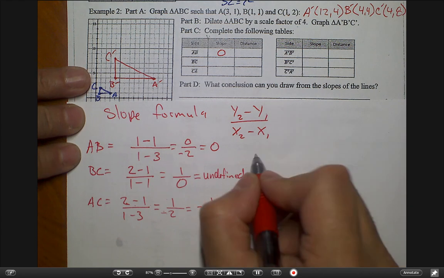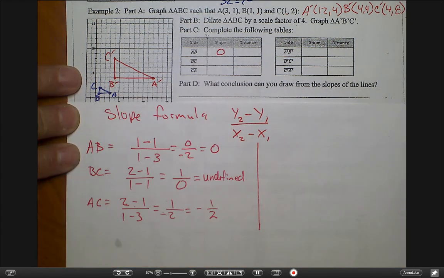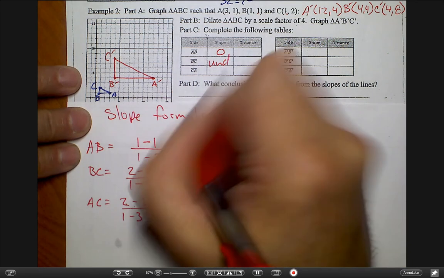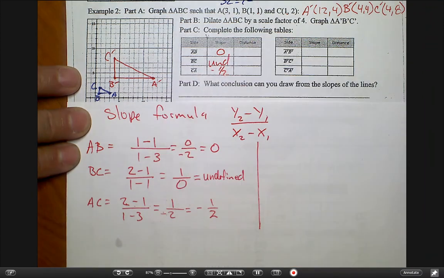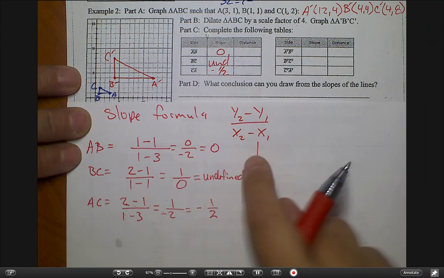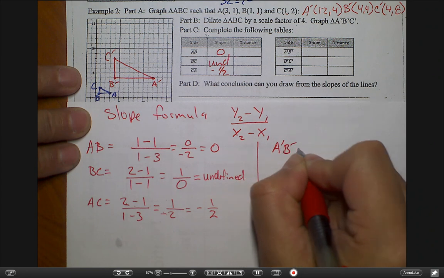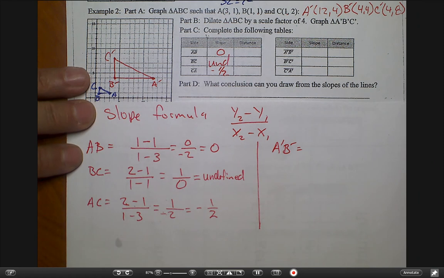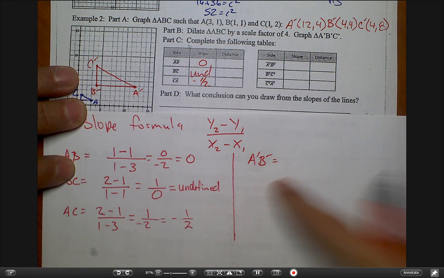So now I have those for all my first ones here. I had 0, undefined, and negative 1/2. Now let's do the same thing. So now it's going to be A prime, B prime. I would like for you guys to do that now. While I'm doing this, I want you guys working those out, please. You're doing the same thing for what I have here.